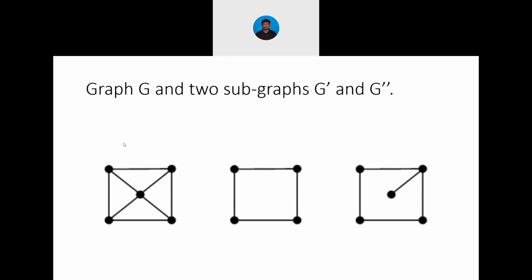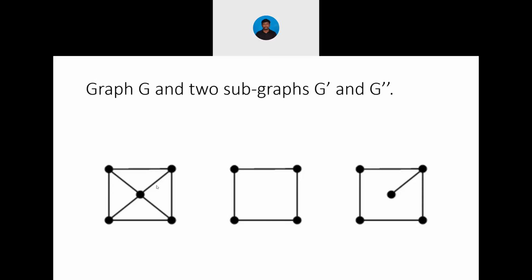So the first graph shown here is a complete graph, from which the second graph has been drawn by removing the center node, the fifth node, and also the corresponding edges. So the second graph is called the subgraph of the first graph, right? The first graph is G, the second graph is G dash, the third graph is G double dash.